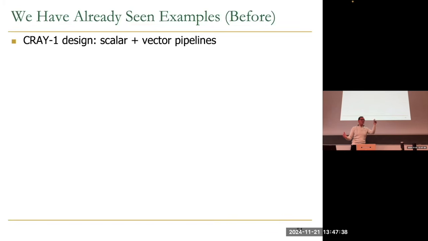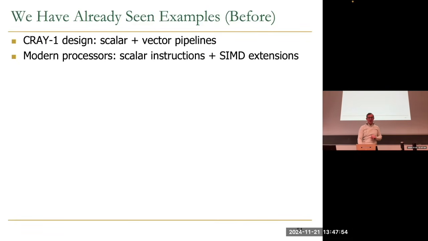If you're operating on one piece of data elements, you don't want to fetch 64 of them. Or you don't want to waste 64 functional units for executing an instruction that requires a scalar value. I'm going to show a picture of this you may have seen earlier. So modern processors also have scalar instructions and SIMD extensions, which is essentially very similar to Cray1 design from 1970s.